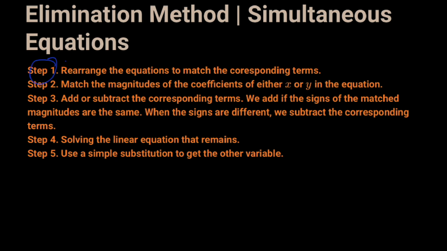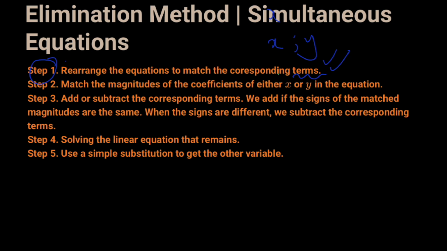You're supposed to arrange the equations to match the corresponding terms. Essentially, your terms would be in x, and then you'll be having terms in y. You're supposed to arrange them in a way that's corresponding. I will teach you how to do that very soon. Then you match the magnitudes of the coefficients of either y or x in the equation. This is how we eliminate.